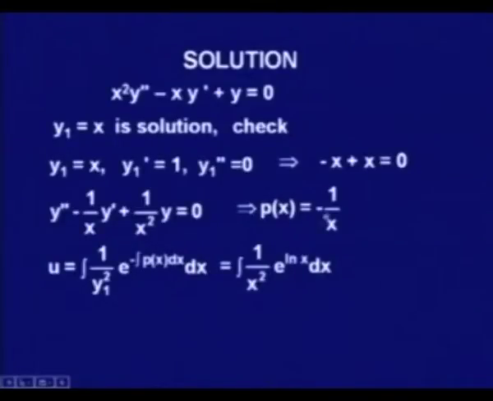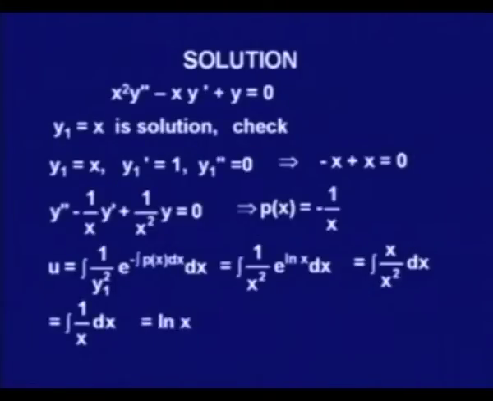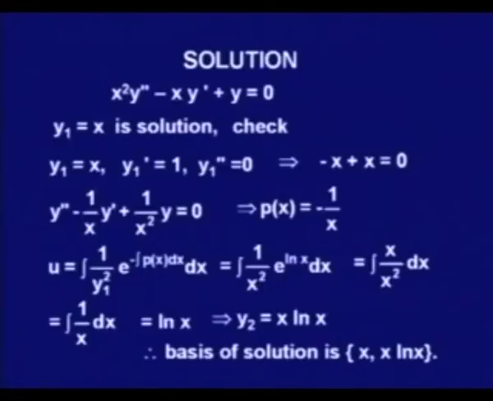Integral of p dx is minus log x. So, I get 1 upon x square, first solution, e to the power minus integral of p dx, that is, log x. If I rewrite this, I would get x upon x square dx, that is the integral of 1 upon x dx, which is log x. So, I have got the second solution as x times log x. So, we have got the basis of solutions: x and x log x. Of course, what I have done is guess one solution and obtain the second linearly independent solution as x log x, which gives me the basis.